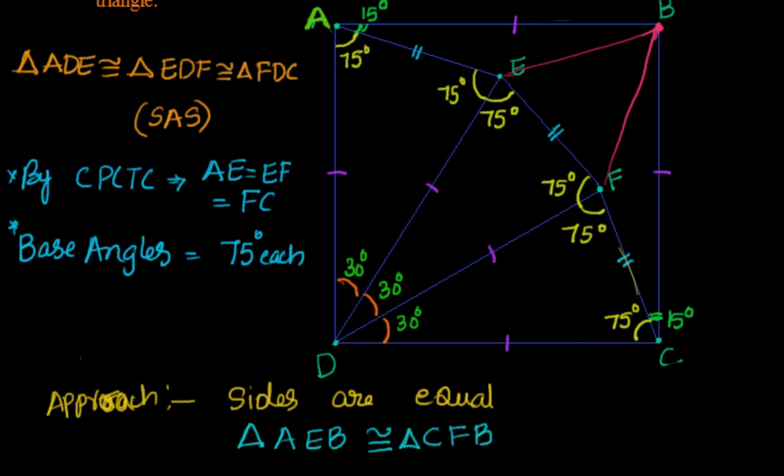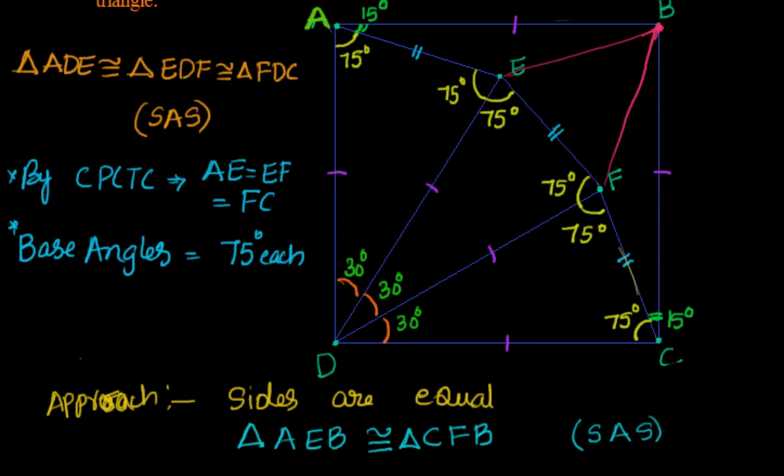Triangle CFB. How? You can check. Angle at A is 15 degrees, sandwiched or included between two sides, BA and AE, or EAB. So you have two sides, and in between you have 15 degrees. Here also you have the same two sides and between them 15 degrees. So these two triangles are congruent to each other by again SAS.